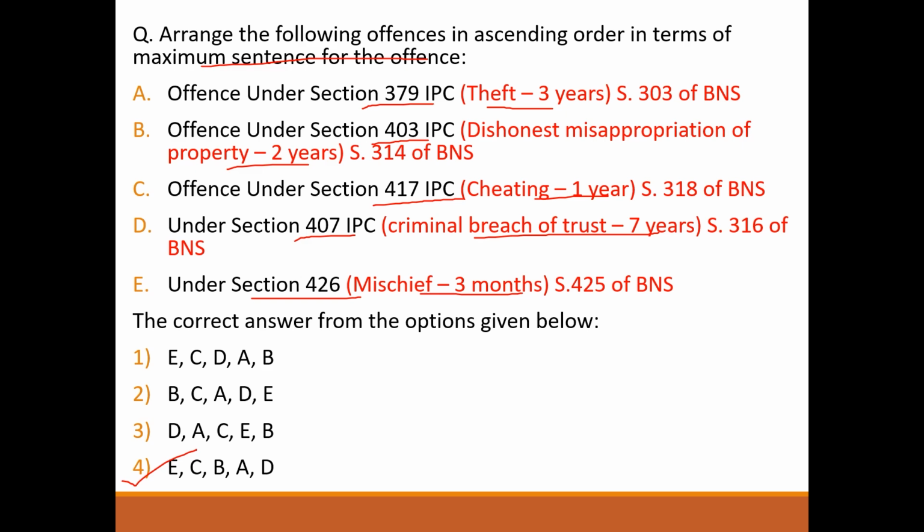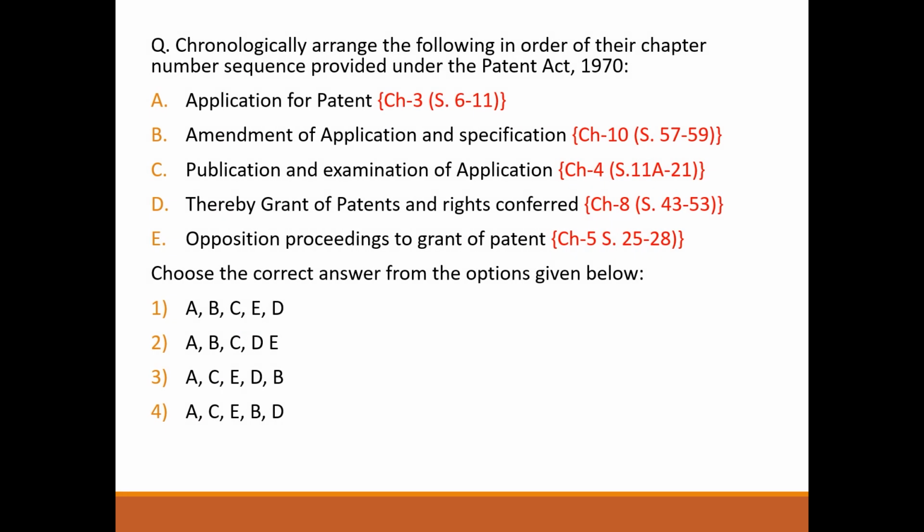Next question. Chronologically arrange the following in order of their chapter number sequence provided under Patent Act 1970. Application for patent, Chapter 3, Section 6 to 11. Amendment of application and specification, Chapter 10, Section 57 to 59. Publication and examination of application, Chapter 4, Section 11A to 21. Grant of patent and rights conferred, Chapter 8, Section 43 to 53. Opposition proceedings to grant of patent, Chapter 5, Section 25 to 28. So answer will be option number 3.